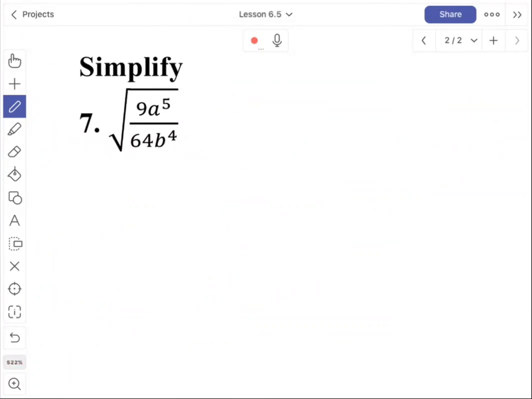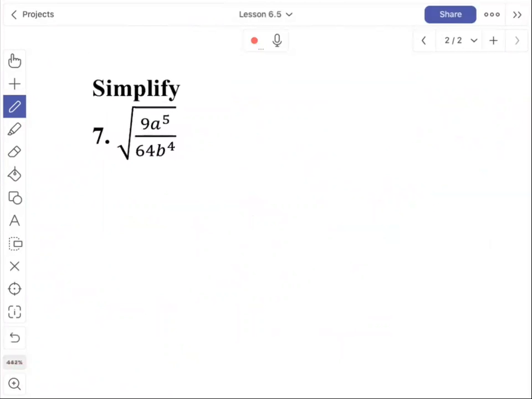All right. Number 7. Let's go ahead and simplify. So to simplify this, guys, first off, you just cannot have a fraction in the radical. That's why this is not simplified. So from the property we saw before, what we can do is separate the radical, meaning take the radical of the numerator and the denominator separately, like that.